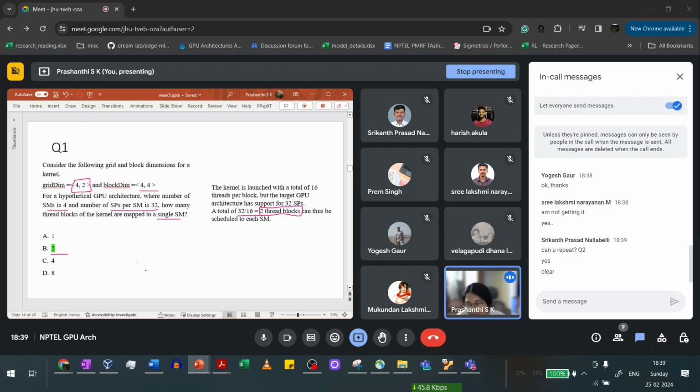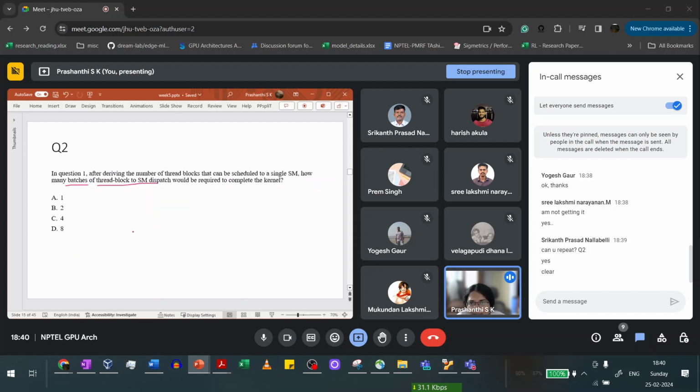Okay, I'm assuming not. So let's move to question 2, right? So here we have established that you can kind of fit 2 blocks into 1 SM. Now the question says that you have 4 SMs, right? So let's see pictorially. Something that I find helpful is to draw this, right? So let's say we have 4 SMs. This is your 1, 2, 3 and 4, right?